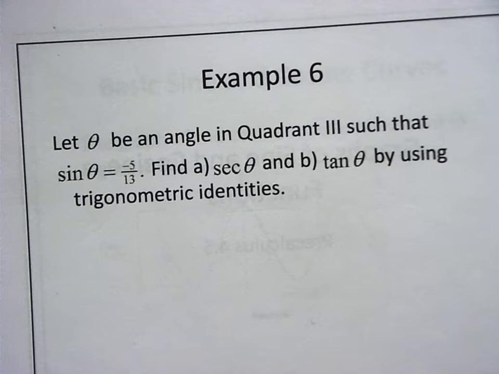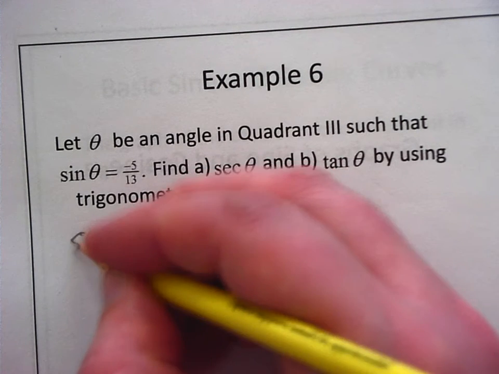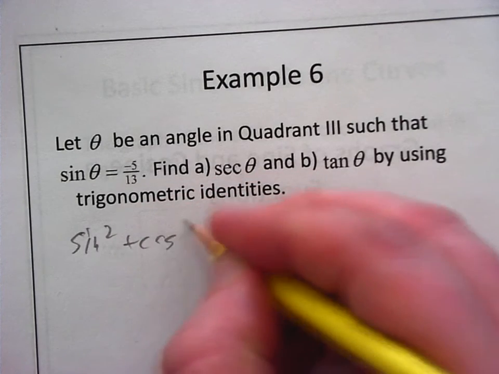Let theta be an angle in quadrant 3 such that sine of theta is equal to negative 5/13. Find secant of theta and tangent of theta by using trig identities. It's almost the same as the problem we did earlier. The problem is it does say using trig identities, so I can't draw the right triangle and do it that way, setting up the 5 and the 13. Instead, I need to use which identity? Sine squared plus cosine squared equals 1. That's your Pythagorean identity.